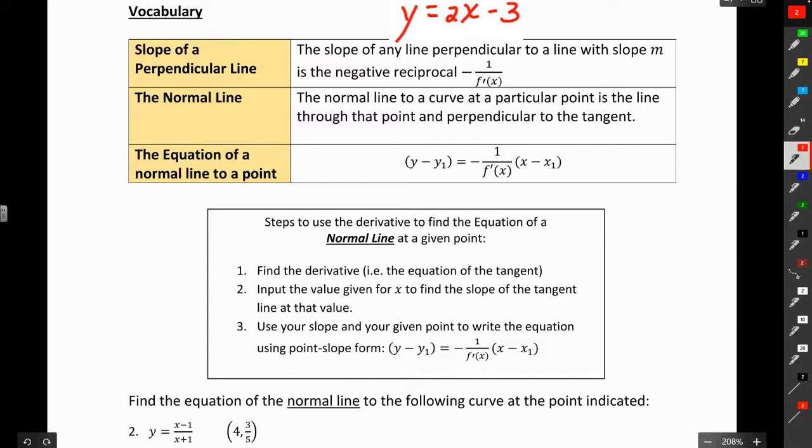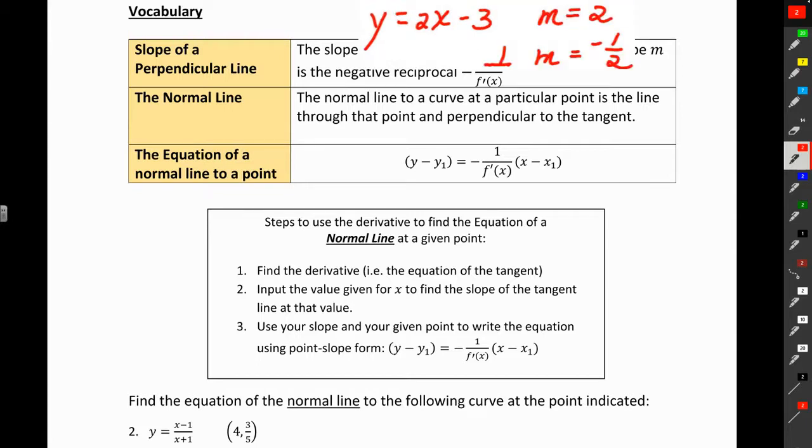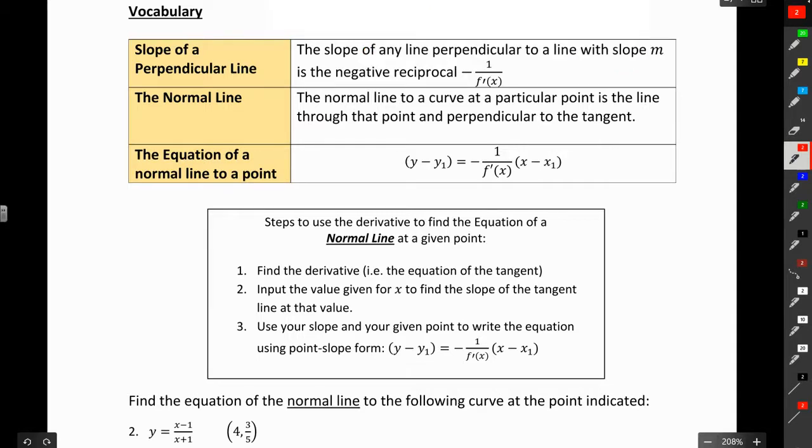So for example, if we have this equation of the line and we want to know what slope would be perpendicular to the slope of that line. Well, the slope of this line is just 2. So the perpendicular slope to that line would be negative 1/2. All right, that's vocabulary review from Algebra 2.